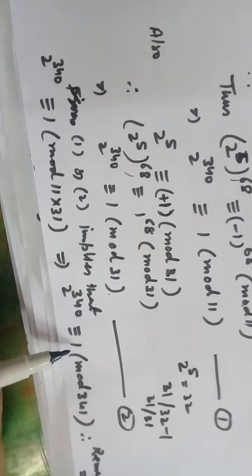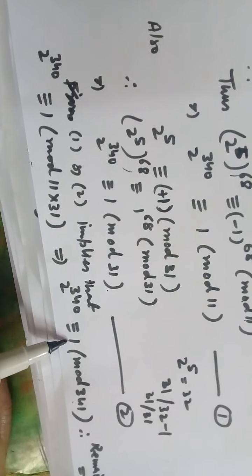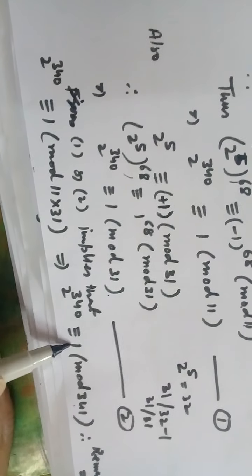From 1 and 2, it implies that 2 to the power 340 is congruent to 1 modulo 11 into 31. This implies modulo 341, since 11 into 31 is 341, and 1 into 1 is 1. So 2 to the power 340 is congruent to 1 modulo 341. Therefore 2 to the power 340 when divided by 341 leaves the remainder 1.